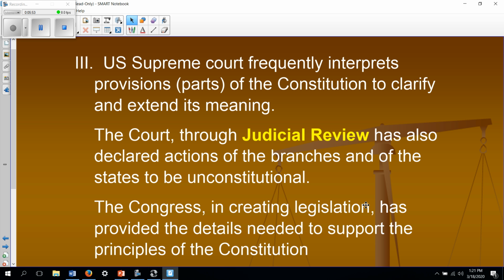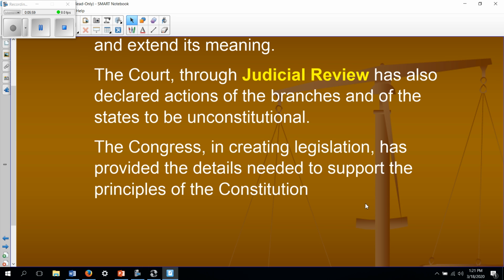The court, through judicial review, also declared actions of branches and states to be unconstitutional. The Congress, in creating legislation, has provided details needed to support the principles of the Constitution. Again, the Congress provided those acts, all of that information to support the amendments that supported the rights of individuals, particularly minorities and those who have disabilities. Okay, now let's go back.